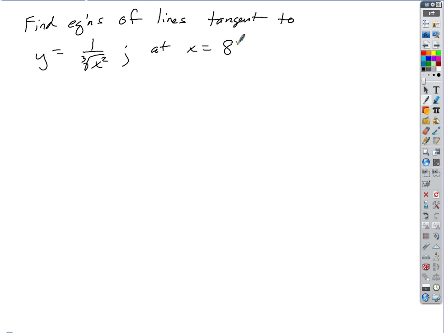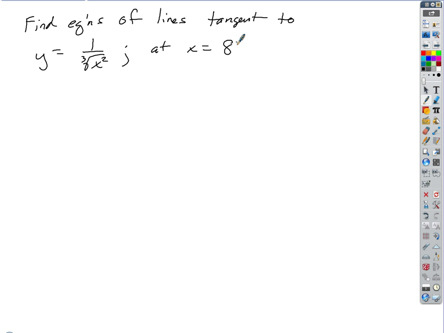So how am I going to do that? I'm going to need the derivative. What are the pieces that I need to build a line? I need a point and a slope to find the line. The point is not calculus stuff. How do we find the point? You just put 8 into the equation.